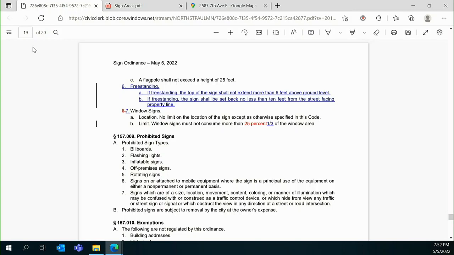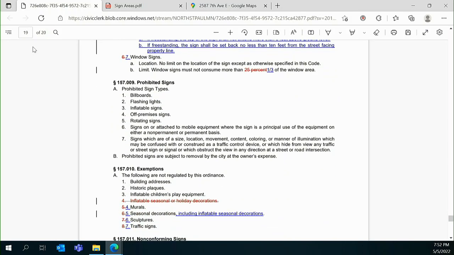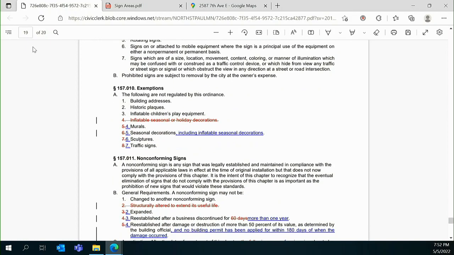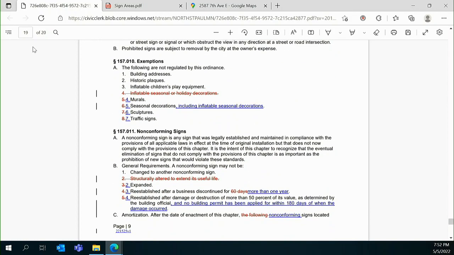Patrick, the one change we made last time, that we spent a lot of time talking about, is under the window signs section, where we went from 25% to 1/3. Is that acceptable? To me, certainly. Perfect. Should it be more? No.